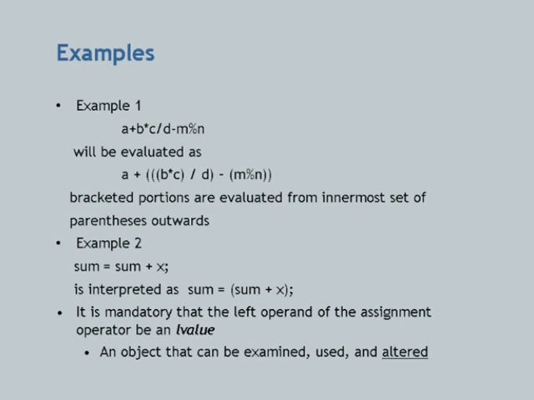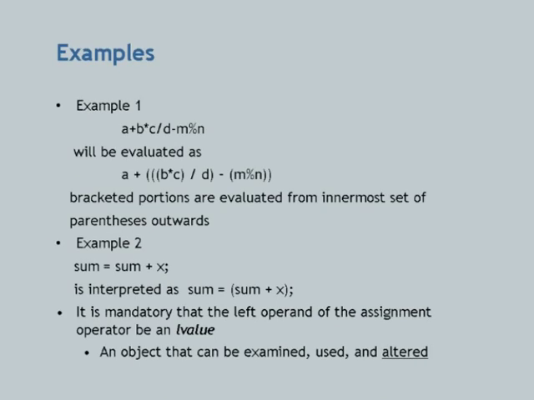Here is another example which is similar to what we had seen here. Sum is equal to sum plus x. Please note that I can also write this as sum plus equal to x because I am changing the value by x. However, the point is, in this particular case, why does the compiler not take it as sum is equal to sum plus x? Please note that's a valid expression.